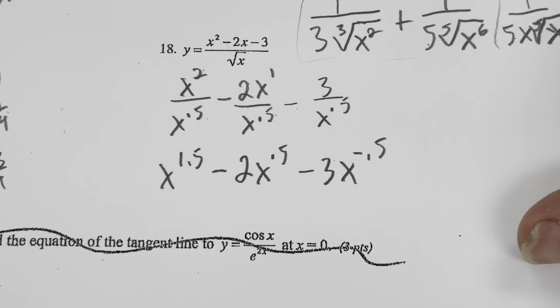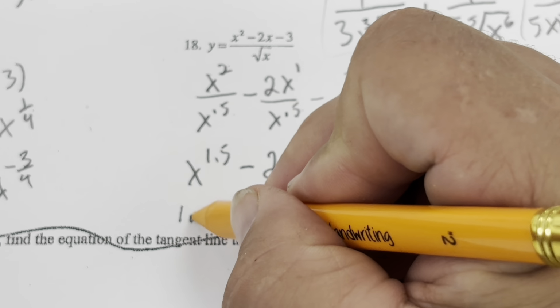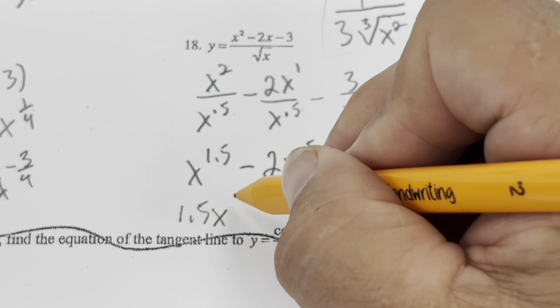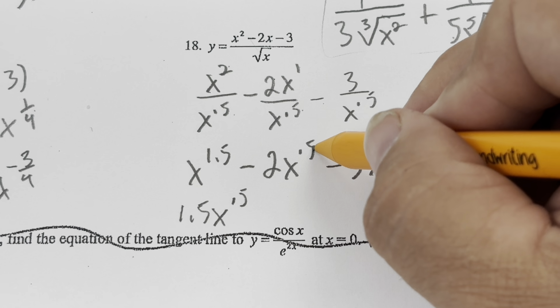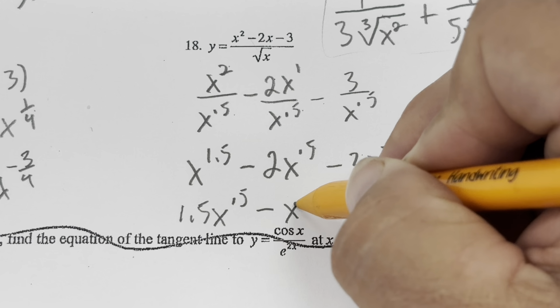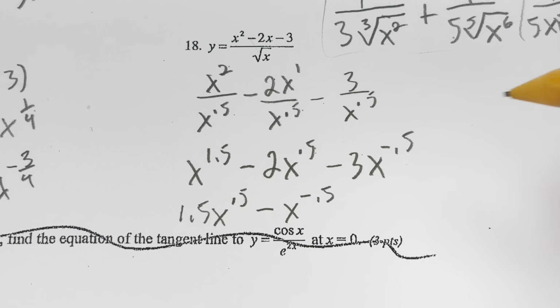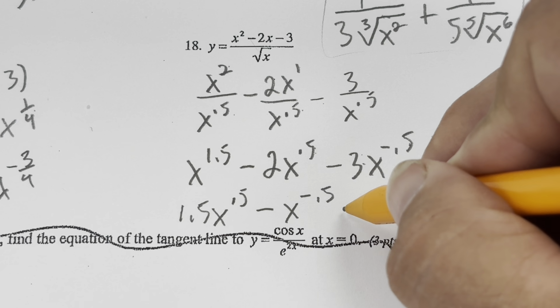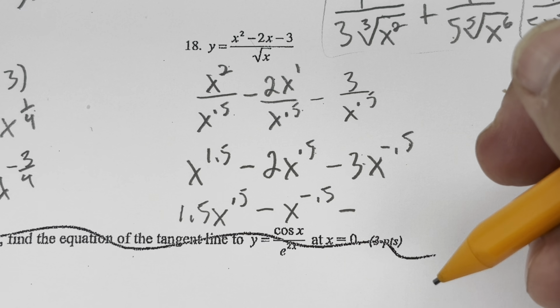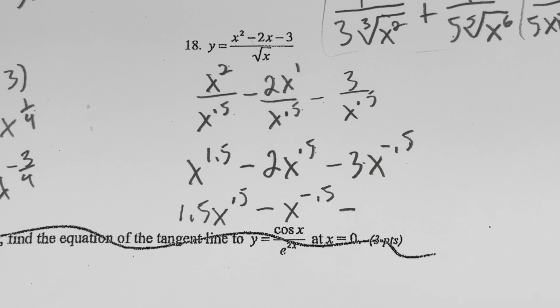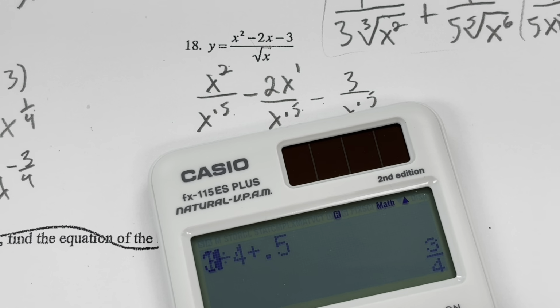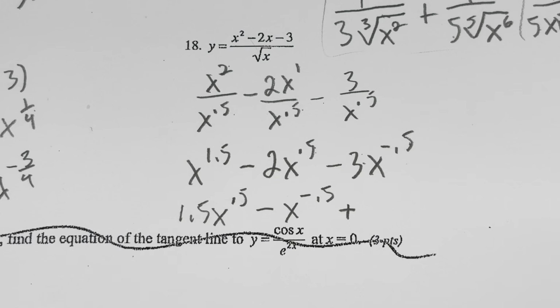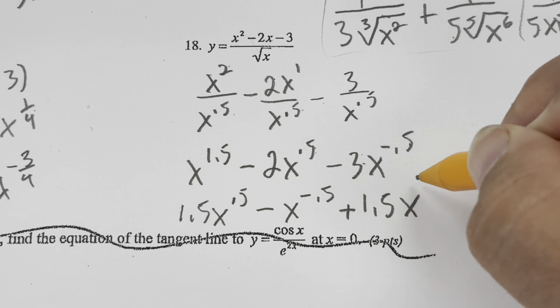And now let's just do the power rule. So 1.5 x to the 1.5 minus 1, which would be 0.5. 0.5 times negative 2 would be negative 1 x, 0.5 minus 1 would be negative 0.5. Negative 0.5 times negative 3 would be positive, I'm sorry, plus 3 times 0.5. 3 times 0.5 would be 3 halves, so negative 1.5, plus 1.5, x to the negative 1.5.